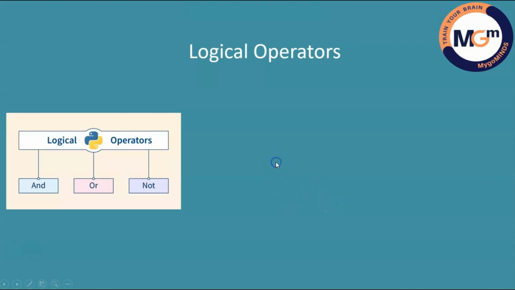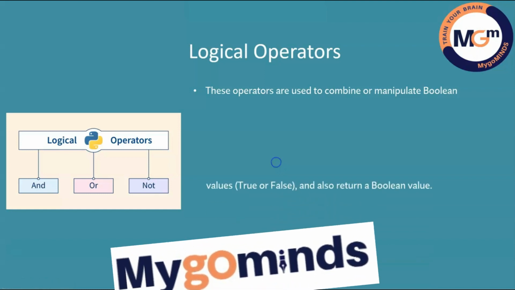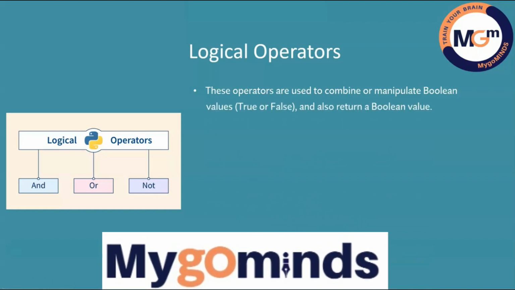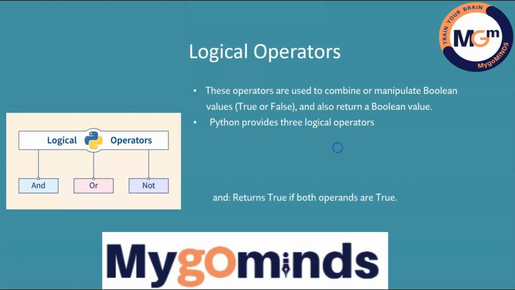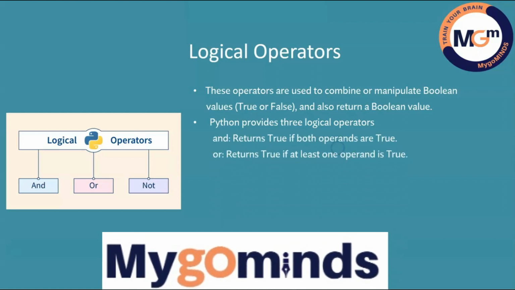So now let us learn logical operators. In Python, logical operators are used to combine or manipulate Boolean values, which are true or false. The result is always a Boolean value only. And we have three logical operators, which are AND, OR, NOT.